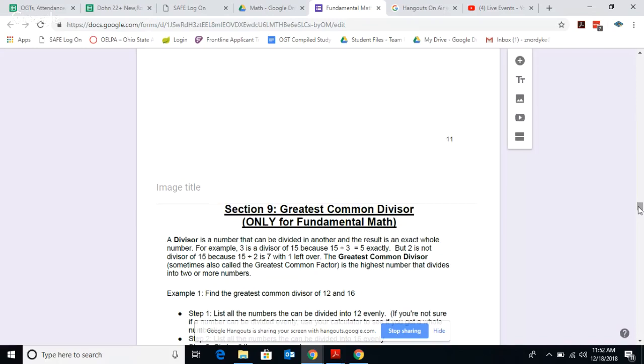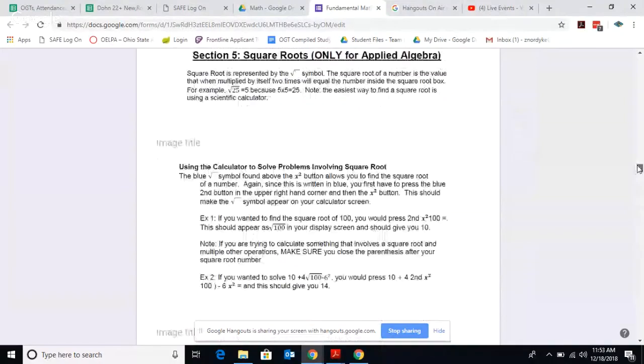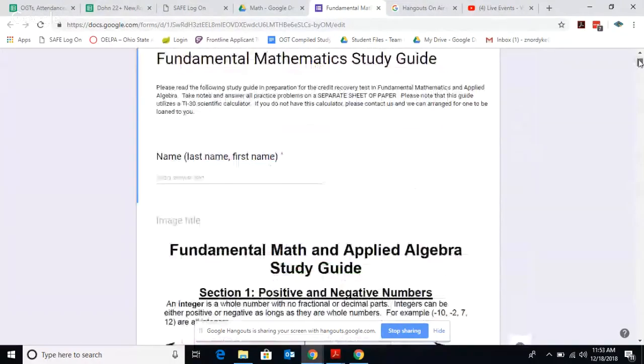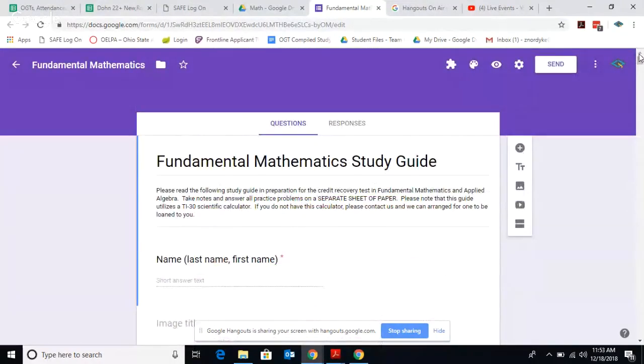And, again, just be cognizant that each section, if it is an unlabeled section, you need to do it. Or if it's a labeled section that says only fundamental math, you need to do it. But just be careful on some of the concepts that say only for applied algebra if you're working on fundamental math. Once again, if you have any questions, just email any one of us or call us at 513-281-6100 extension 1040, and we will be beyond glad to help.